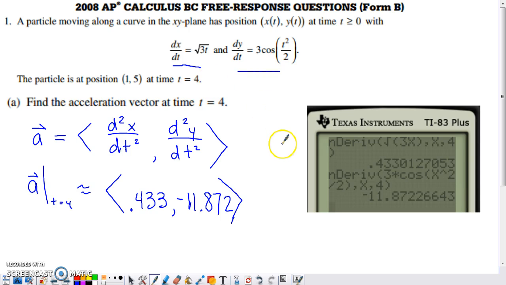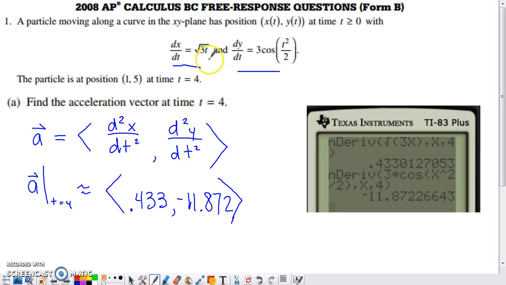Part A asks us to find the acceleration vector at a certain moment in time, at t equal to 4. And so the position is determined by x of t, y of t. The velocity vector would be determined by dx/dt, dy/dt. Therefore, the acceleration vector is going to also have an x component determined by the second derivative of x with respect to t, and a y component determined by the second derivative of y with respect to t.